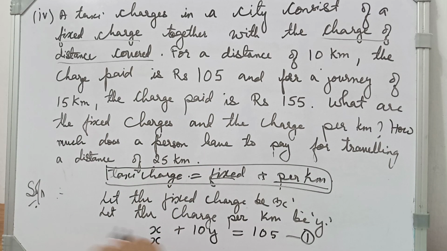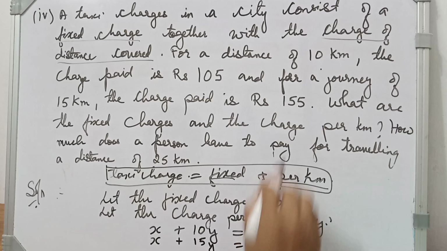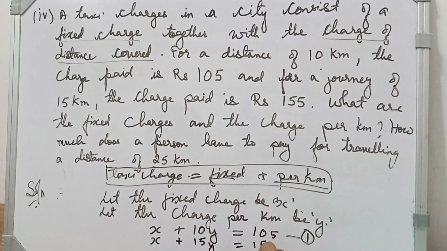And for a journey of 15 km, the charge paid is 155. So the fixed charge should be x, and for 15 km, 15y. Then 155. So this will be equation 2.